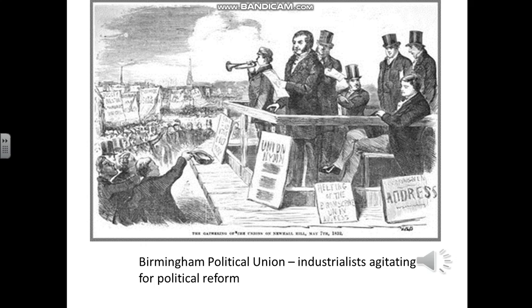So for example, Old Sarum in Wiltshire had 6 voters and 2 MPs. Clearly this is a situation that's completely wrong, and it led to corruption because it meant that voters could be bribed easily, and they were usually bribed with alcohol. So the Birmingham Political Union was set up by wealthy industrialists campaigning for political reform, and they had lots of money, and they were able to campaign very effectively as a result.